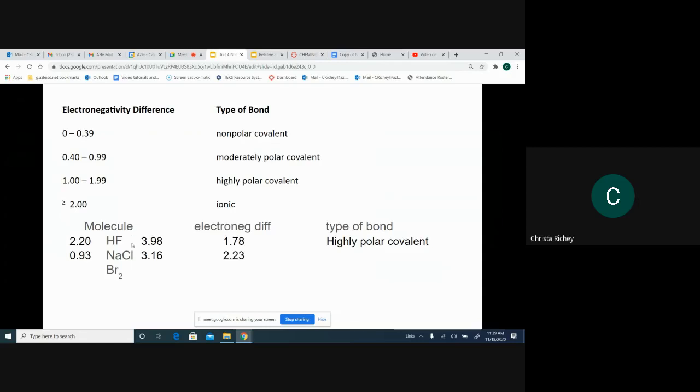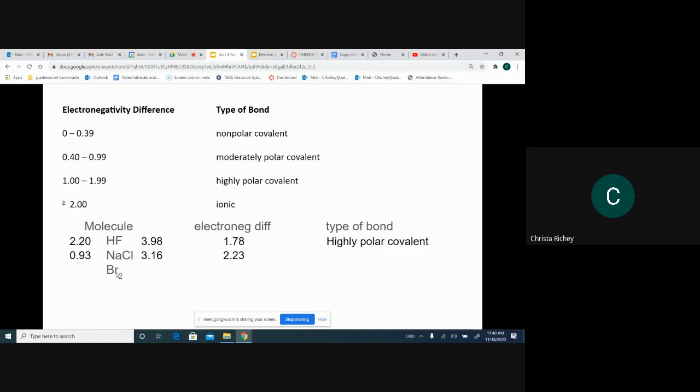If the first thing that you have is a metal, it's going to be ionic. If this number is not above 2, then you probably looked up the wrong element. If they're all non-metals, including the bromine, then it's one of the types of covalents.